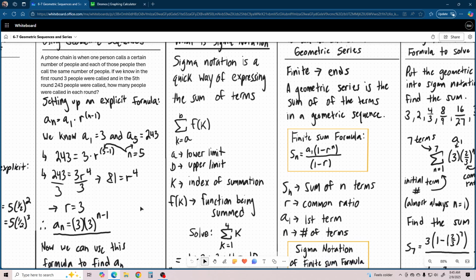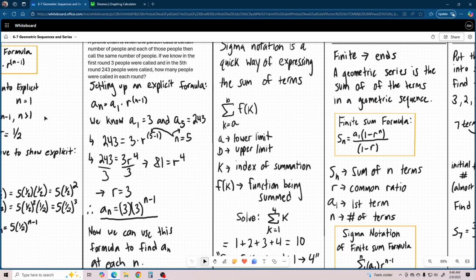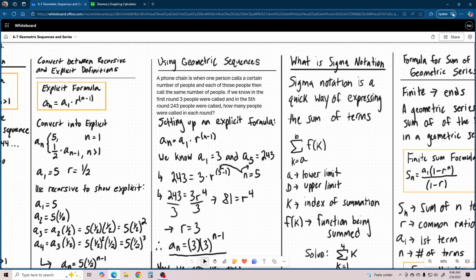Okay, so what we're going to do is start with the fifth round. Let's just talk about the fifth round. We know that 243 is a sub 5, right? So if we go back here, what we're doing is finding a sub 5 first. Does that make sense? So we're going to set a sub 5 here.